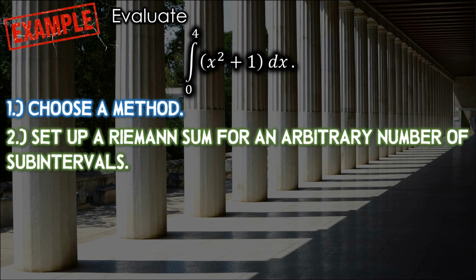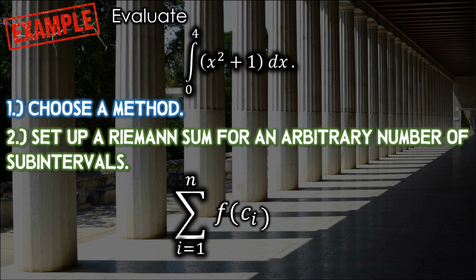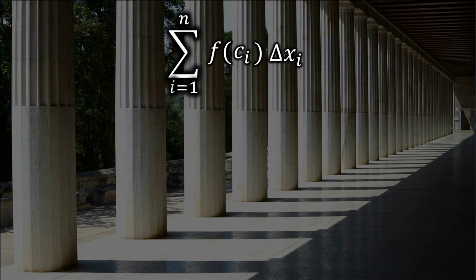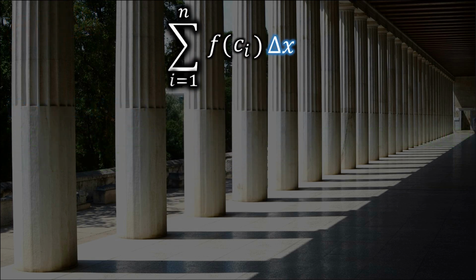Second, set up a Riemann sum for an arbitrary number of subintervals. A Riemann sum is just adding up the sum of the areas of all of those rectangles. We don't know how many there are, there's n of them. We're picking some point in each subinterval that we are running through the function and sending it up to the curve to find the height of that rectangle, and then multiplying it by the width of that rectangle, the delta x sub i. Now, we've always done delta x sub i to just be delta x.